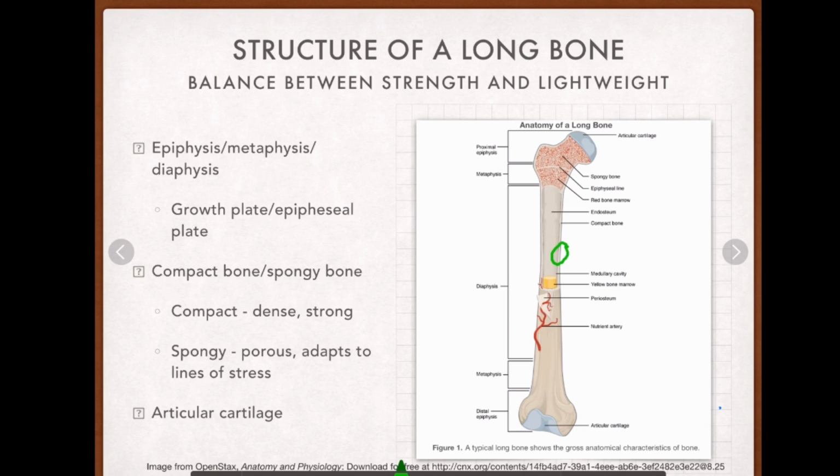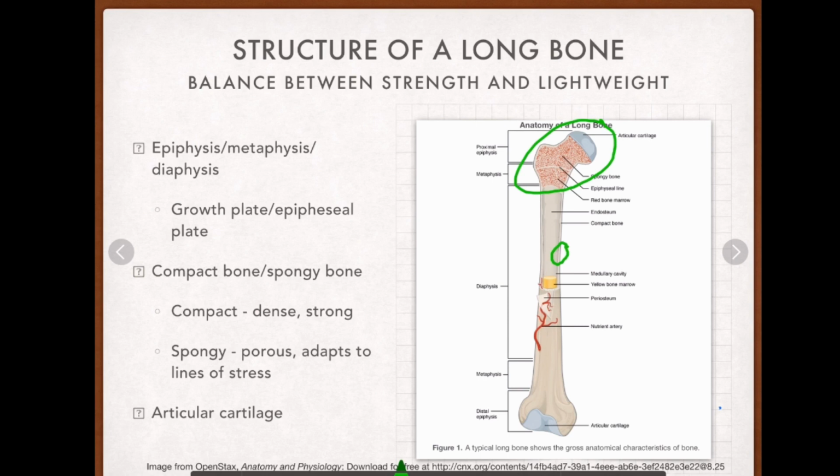Bone also has a region that's made out of spongy bone. And we can see spongy bone, for example, here in the head of the femur. We have an outer layer of compact bone, but then we have an inner portion that fills basically the bone with this spongy bone.